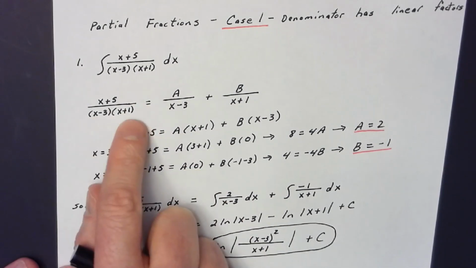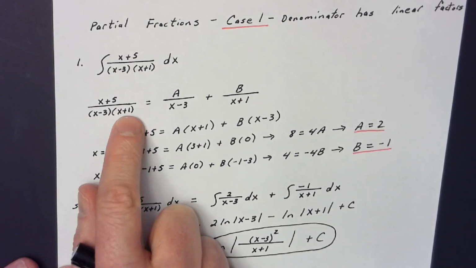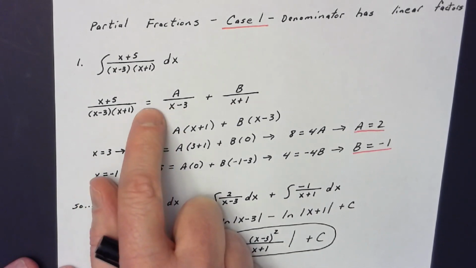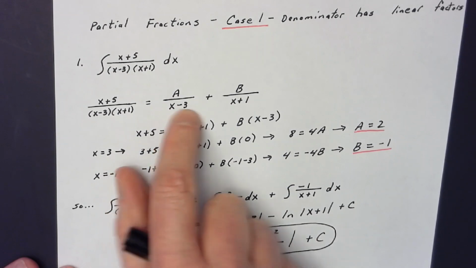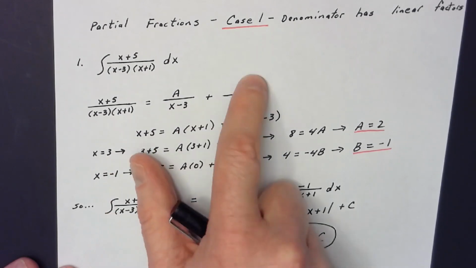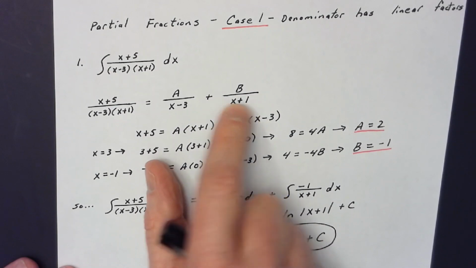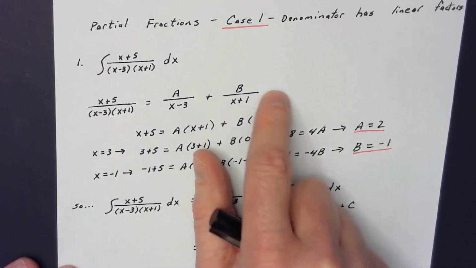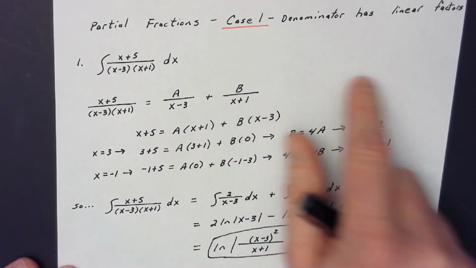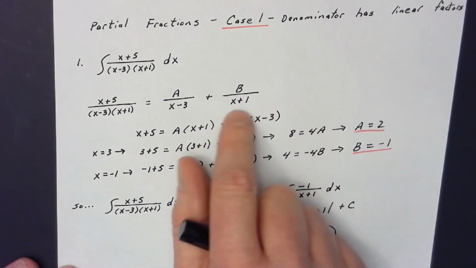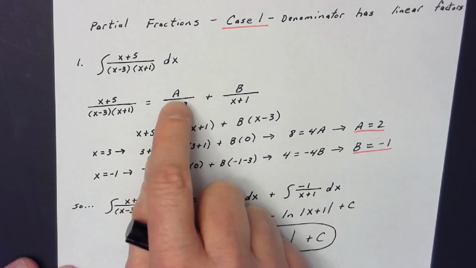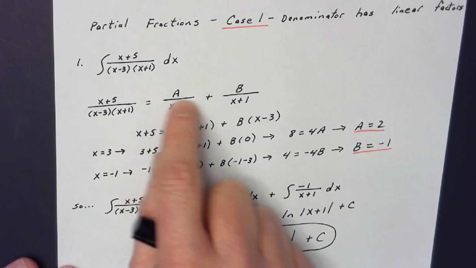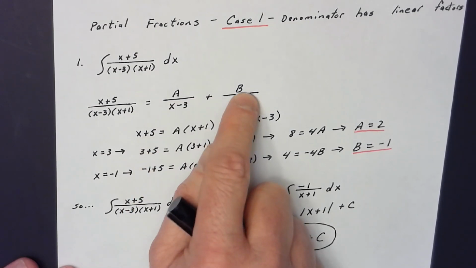So every single time that that's the case, what you're going to do is break this apart and say some constant a over the first linear factor plus some constant b over the second linear factor. However many linear factors you would have, you'd keep on adding c, d, e for however many you had. In this case, I just had 2, so I only needed a and b. But now I need to find out what the number a and what the number b are equal to.